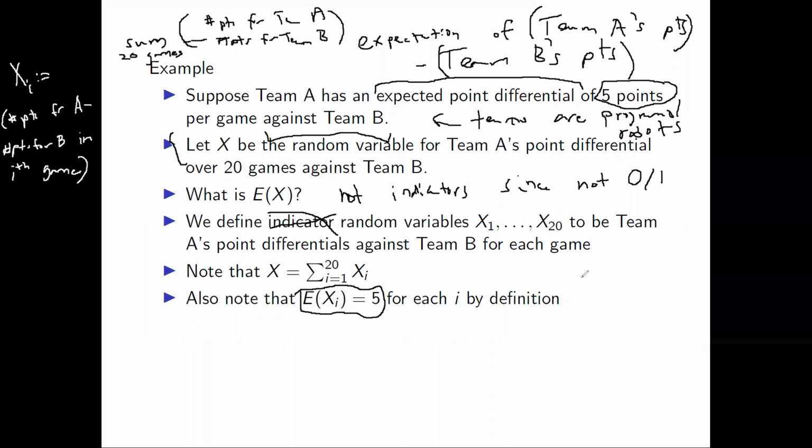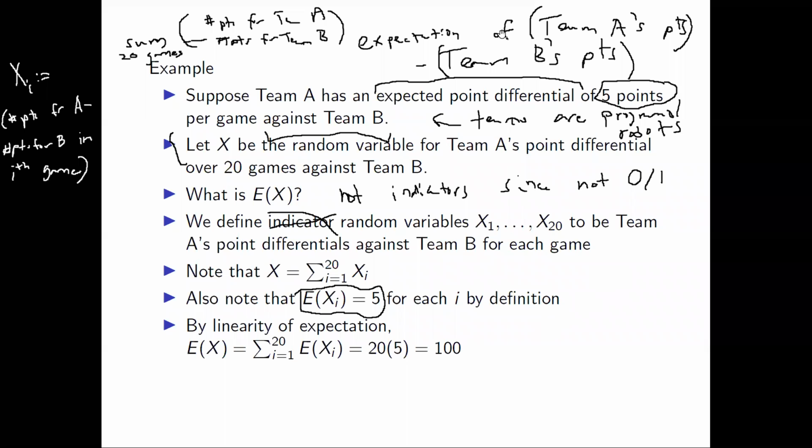So we can use linearity of expectation here. We can write, again, the x, we'll replace that by substitution with the sum from i equals 1 to 20 of xi. And the expectation of the sum is equal to the sum of the expectations. So we get 20 times 5, and that gives us 100.